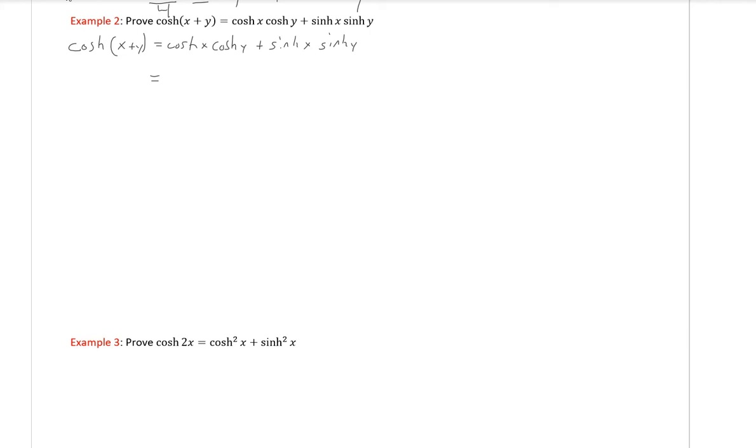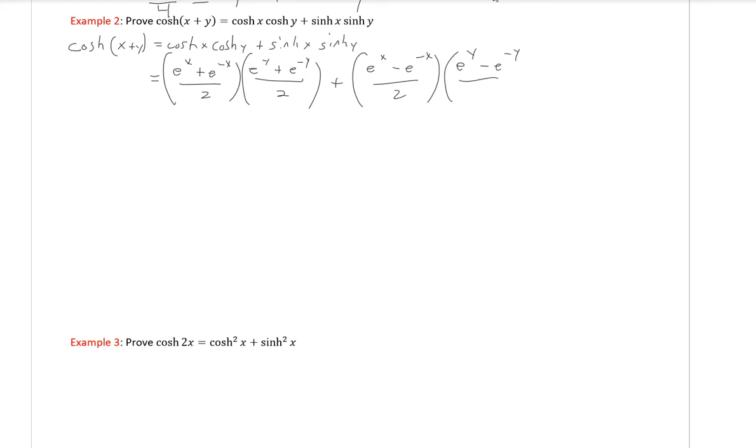So what I'm going to have to do for each of these is substitute, and it's going to take quite a bit of substitution. So cosh x is going to be e to the x plus e to the negative x over 2. Cosh y is e to the y plus e to the negative y all over 2. And then sinh of x and sinh of y are going to look very similar, just with the minuses in the middle. So e to the x minus e to the negative x over 2, and e to the y minus e to the negative y all over 2.